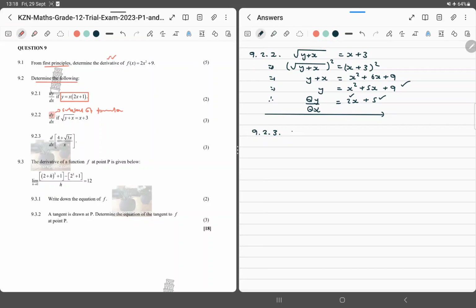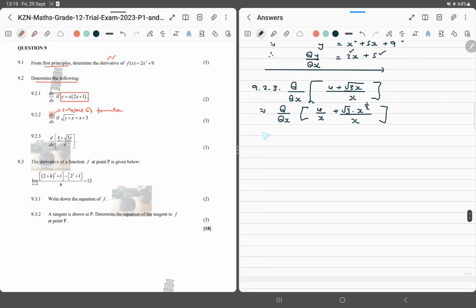9.2.3. So here we are differentiating with respect to x, whatever we've got. So this is another format of doing derivatives. So we've got here 4 plus root of 3x over x. Oh, this thing is like that. So we need to work it out. So we can still say d with respect to x. So we break this apart. It's going to be 4 over x plus, now we can change this to exponents, but the square root of 3, you don't need to change. But x is to the exponent a half, right? When you're using exponential rules, and this is all over x as well. Okay, so be careful of the things that you must do, okay?